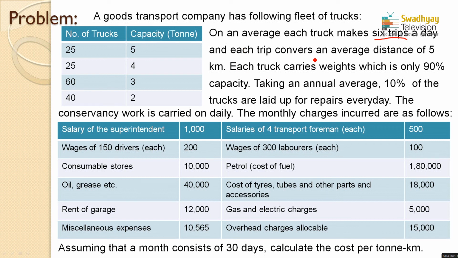Each trip covers on an average a distance of 5 kilometers. That is another important item which will be helpful for the calculation of effective mileage. Now, each truck carries weight which is only 90% of the capacity. This is the third important thing. How much capacity is carried by the vehicle? The trucks carry 90% of the actual capacity. If the truck has a 5 ton capacity, it will carry only 90%. So, 5 ton multiplied by 90%, comes to 4.5 ton at the time of each trip. This is another important item.